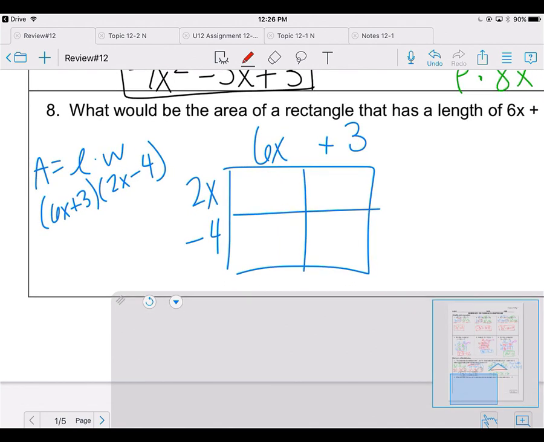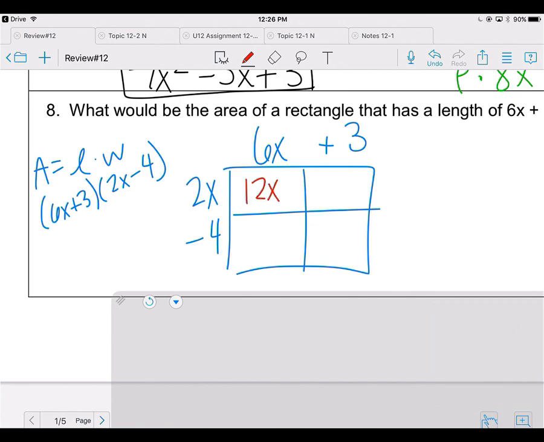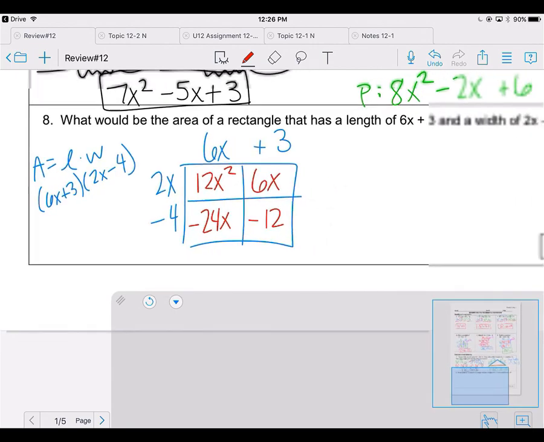Again, to fill in, top times side. So 6x times 2x is 12x squared. 3 times 2x is 6x. 6x times negative 4 is negative 24x. 3 times negative 4 is negative 12.